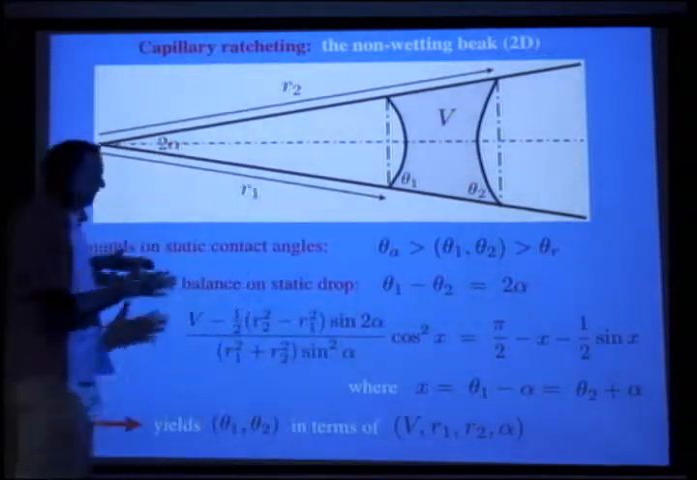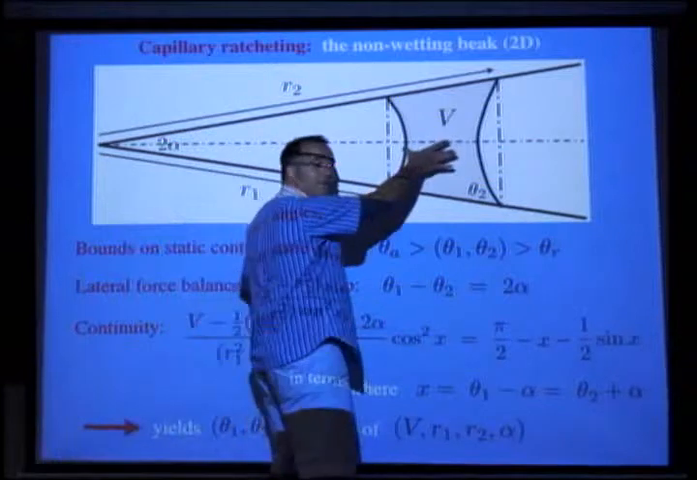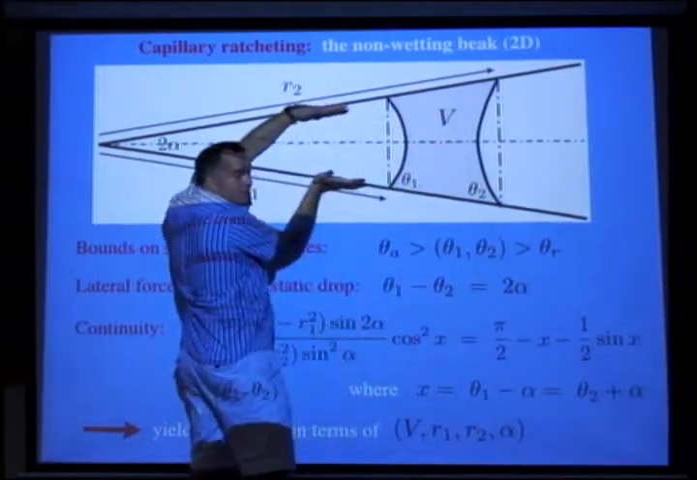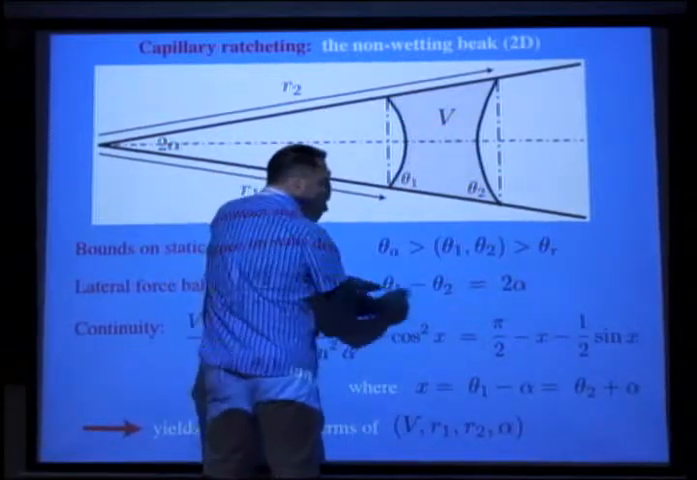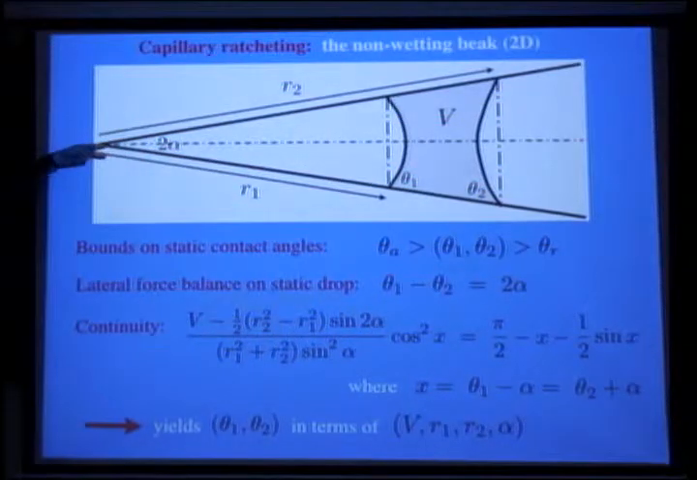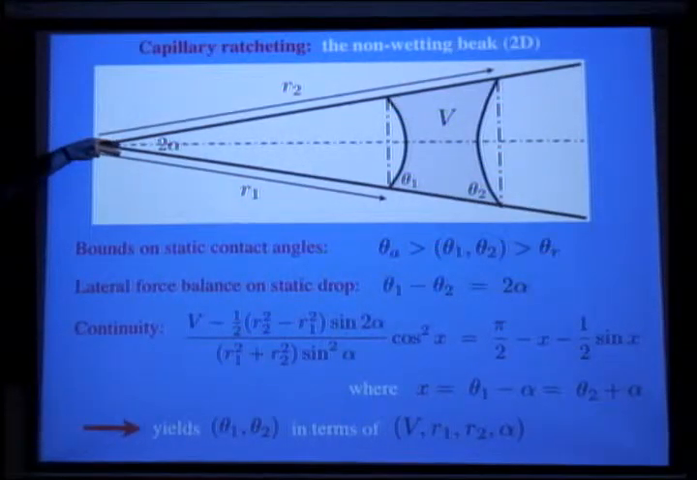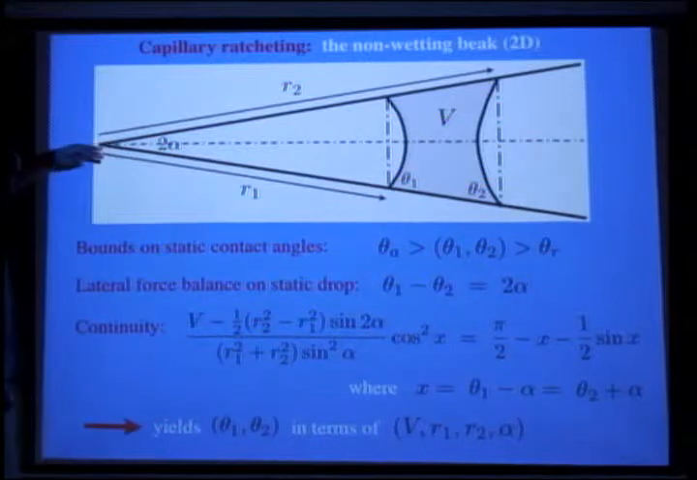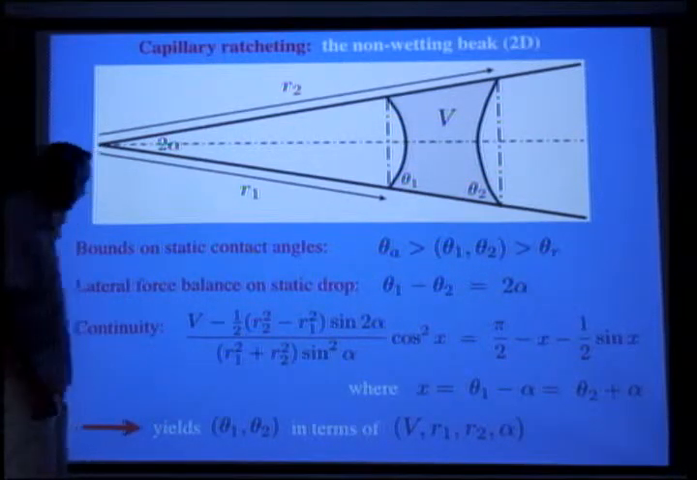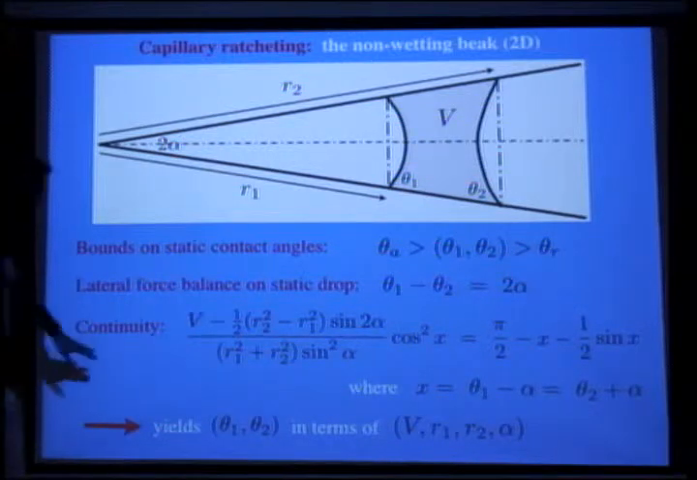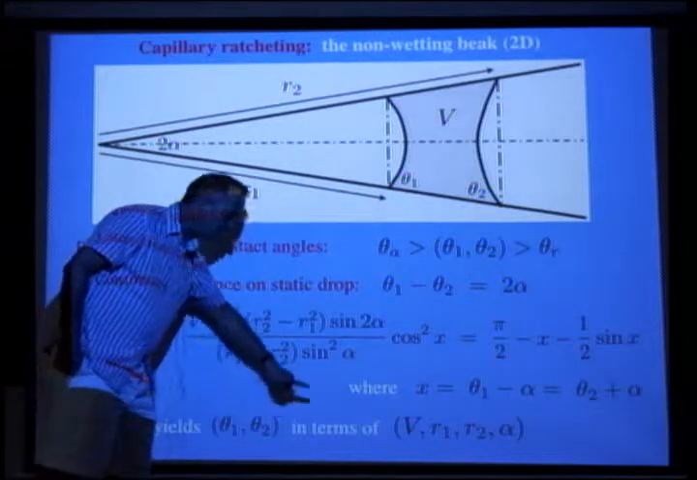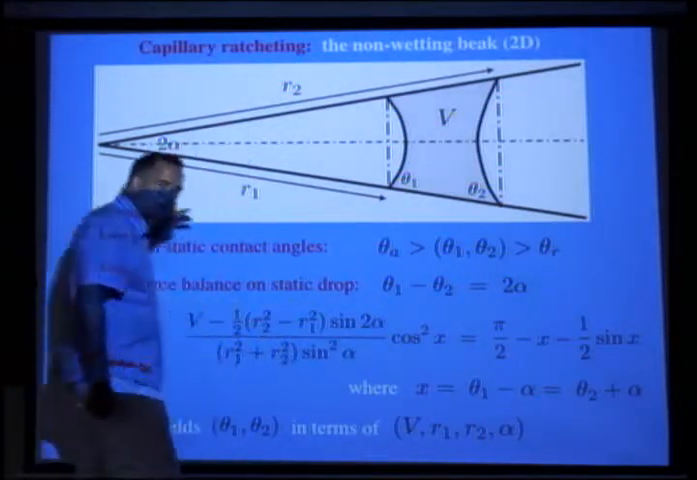Again, if this thing is going to be sitting there and there's no net force acting on it, because they're joining at this angle here, these two angles have to be related through the opening angle of the channel. That's just a geometric fact that you get from force balance on the drop. Again, we're assuming this is 2D, and so then you have a continuity condition which ties everything together, but you can basically invert this to get theta 1 and theta 2 in terms of the position of the drop, the volume, and the opening angle.